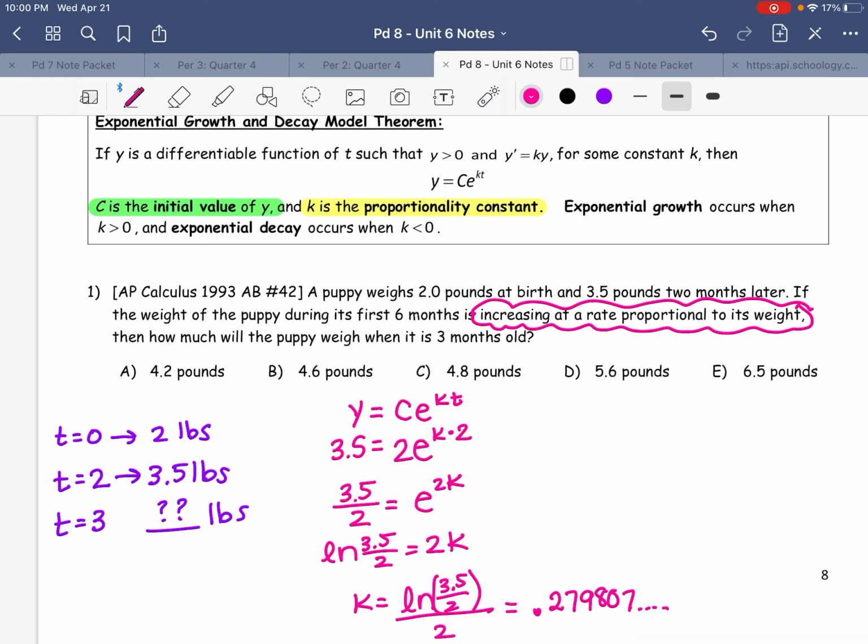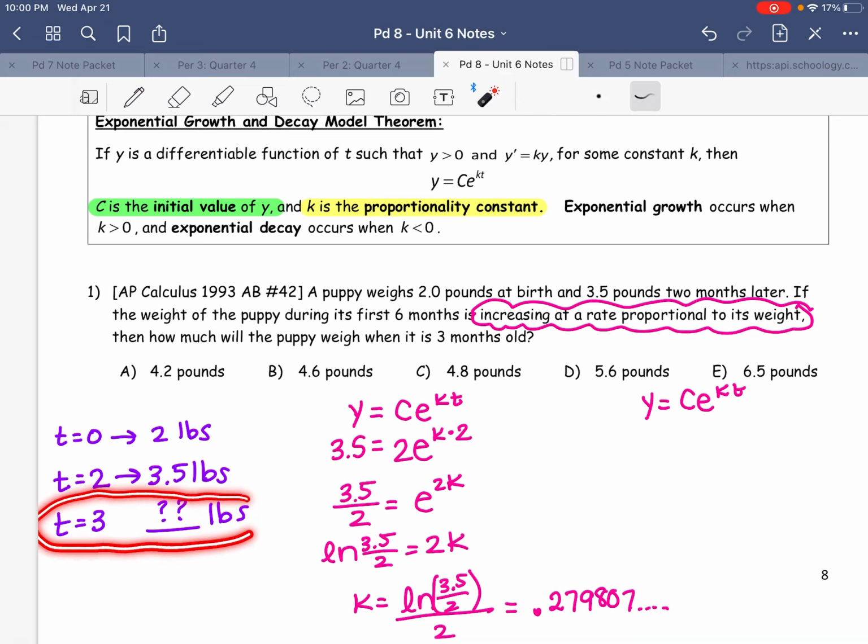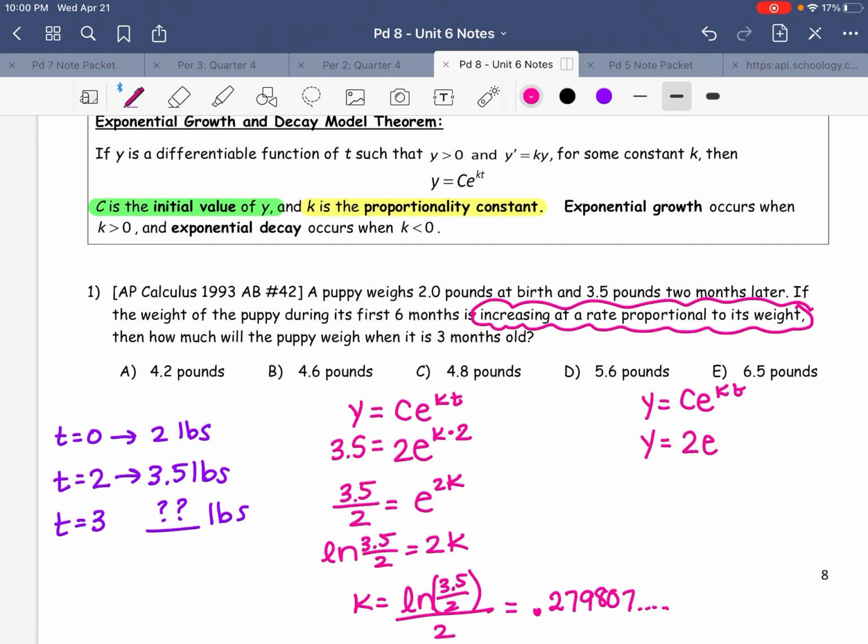Okay, then I'm going to come back to my equation. My equation was Y equals CE to the KT. And remember, what we're looking for is how many pounds did it weigh at time is 3? So I'm going to go into this equation and say, how many pounds did we weigh? Our initial weight is still 2. Our K value is 0.279. And I want to know at time is 3.